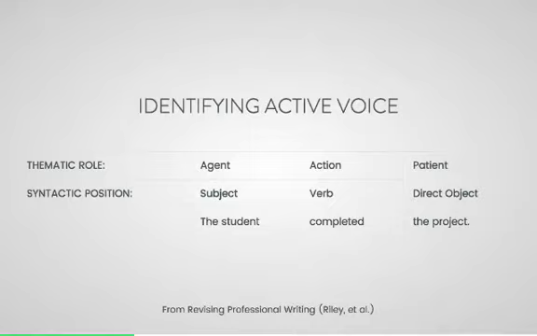So the first thing we need to do when we're identifying voice is identify the agent and the patient. What are the agent and the patient in this sentence? And so the easiest way to do that is to just go straight to the verb and to go, okay, the verb's completed. Someone or something has to complete something. Find that. Okay, the student, that's the thing that completed the thing. And then something has to receive the action of the verb, the project. That's the patient. So when the agent is in subject position, when the agent is the first noun phrase in a sentence, you've got active voice. So in this case, the student, which is our agent, is in subject position. It's the first noun phrase. So this is an example of active voice.